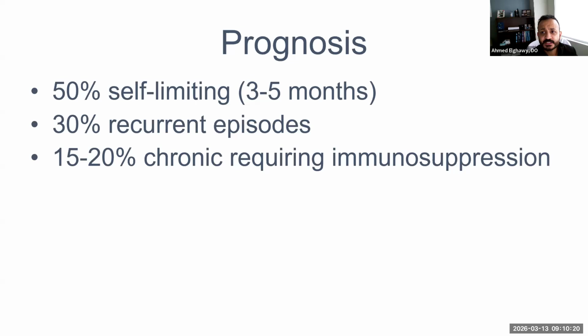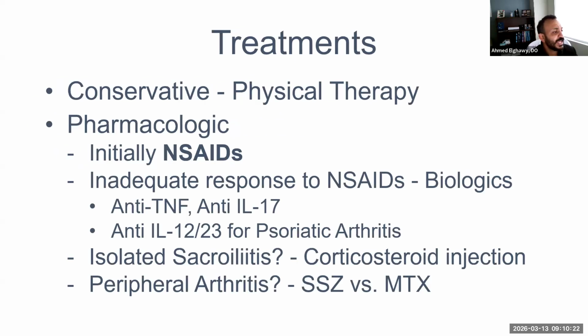So what do we do for these patients? We do physical therapy. We initiate NSAIDs. That's usually first line. If they don't respond to NSAIDs, we could go straight to biologics if they have spine involvement or axial involvement. You can use TNF inhibitors, IL-17, 12, 23 inhibitors. If they have just isolated sacroiliitis, you can do a corticosteroid injection in that area.